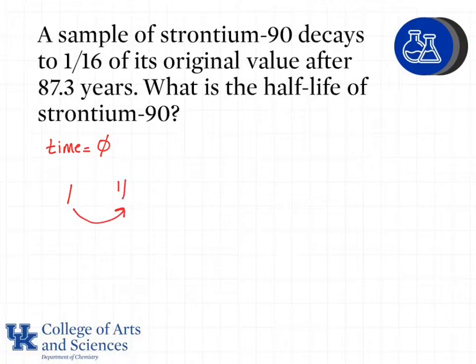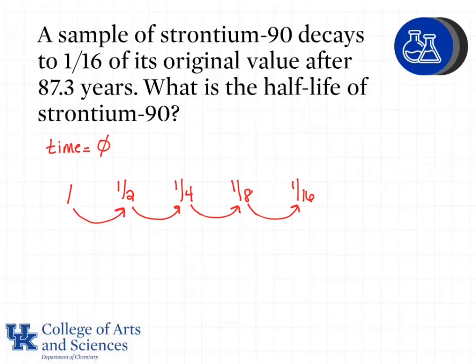After one half-life passes, we will have 1/2 of the original amount, whatever that amount was. After a second half-life, we will have 1/4. A third half-life is 1/8. And a fourth half-life will be 1/16. It takes 4 half-lives to get to 1/16 of the original value, so there are 4 half-lives that have passed.